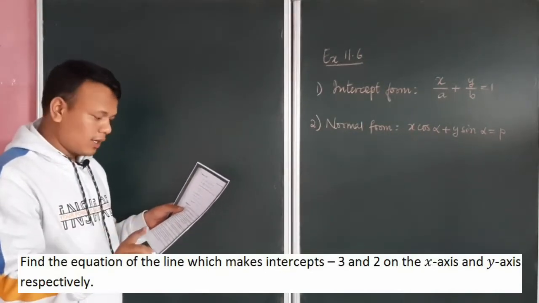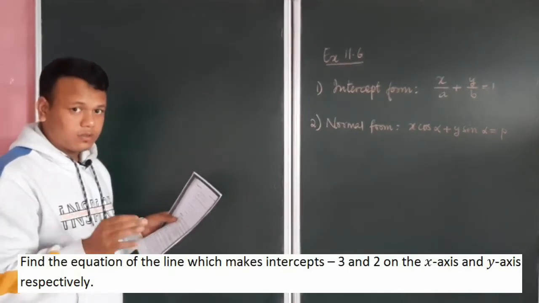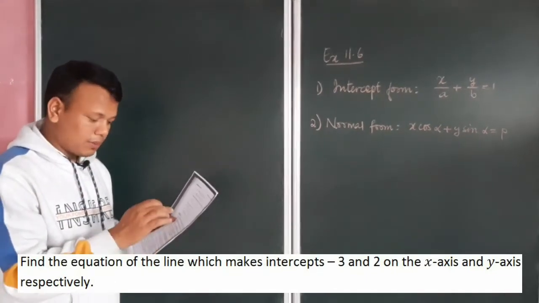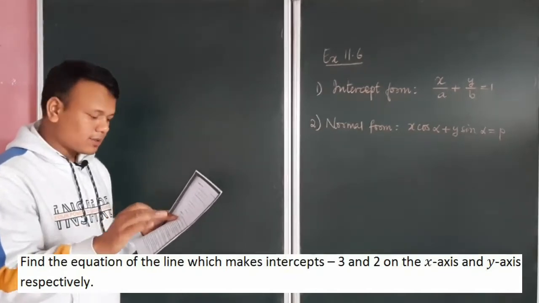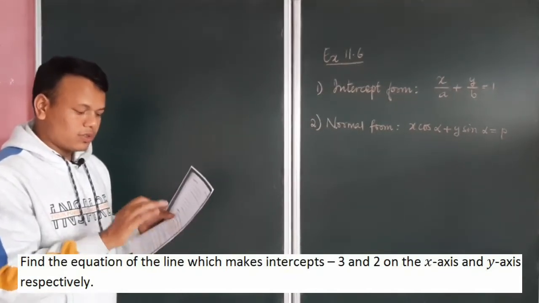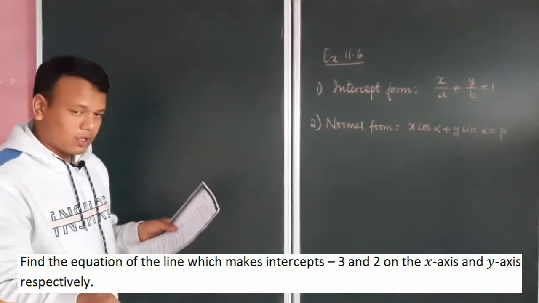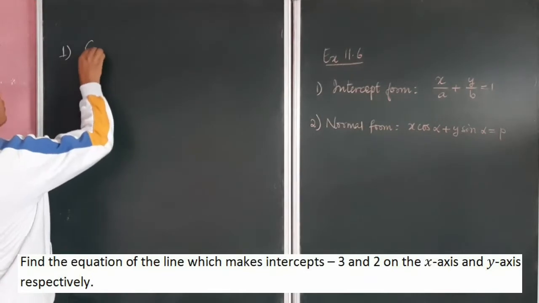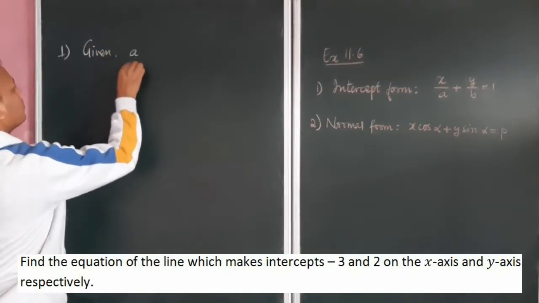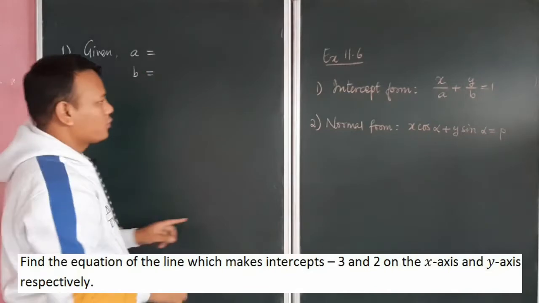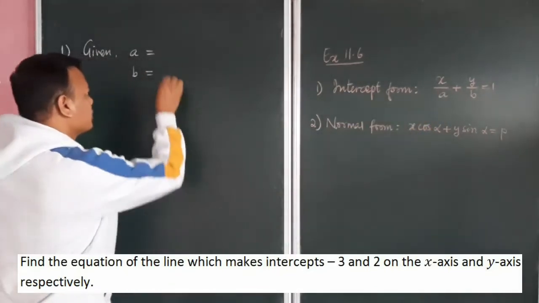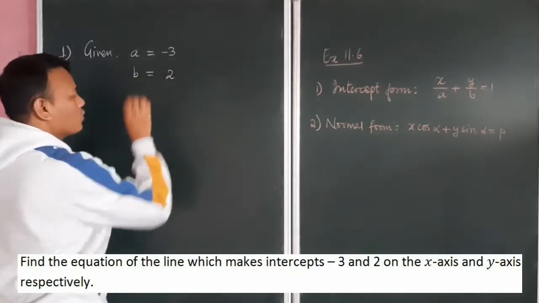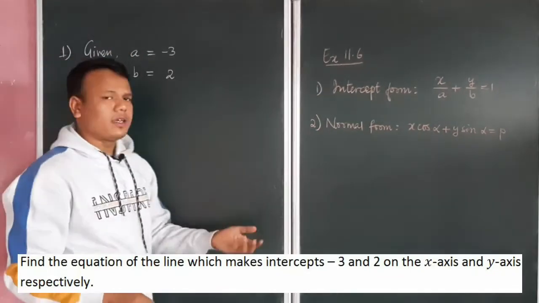intercepts minus 3 and 2. So the intercepts are given, minus 3 and 2. Basically minus 3 is the intercept made on the x-axis and 2 is the intercept made on the y-axis. So this is my question number 1. Given are A and B. What is A? This A stands for x-intercept, which is given to be minus 3, and B is the y-intercept, which is given to be 2. So A and B are given and you need to find the equation of a line.